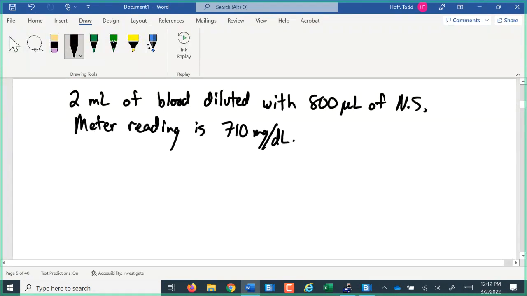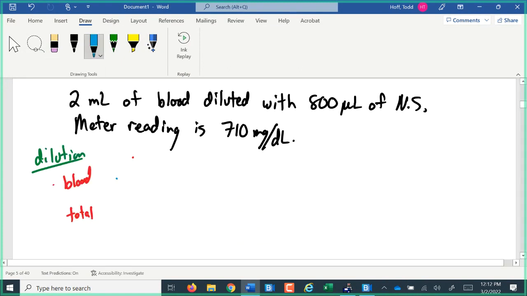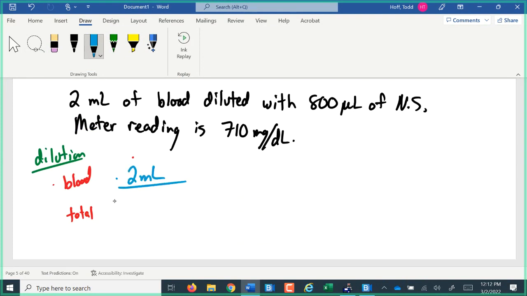Okay, so let's look at this example of 2 milliliters of blood diluted with 800 microliters of saline. If the meter reading is 710 milligrams per deciliter, find the true meter reading. So again, the first thing we have to find is what the dilution is. Remember that dilution is going to be the parts of blood over the total parts of solution. So the blood here is 2 milliliters. Total parts solution is going to be the 2 milliliters of blood plus 800 microliters of water.